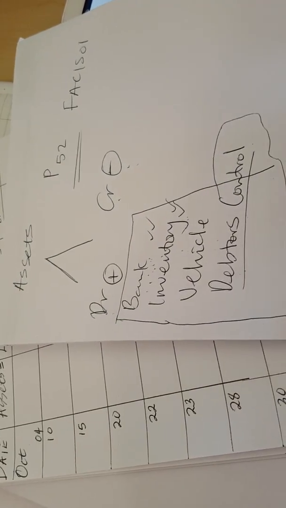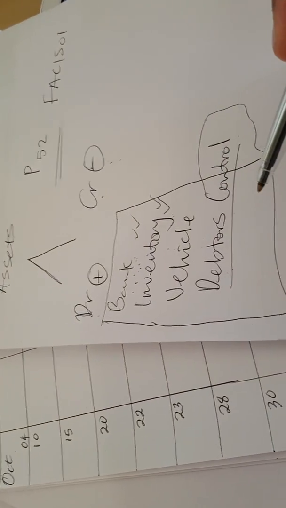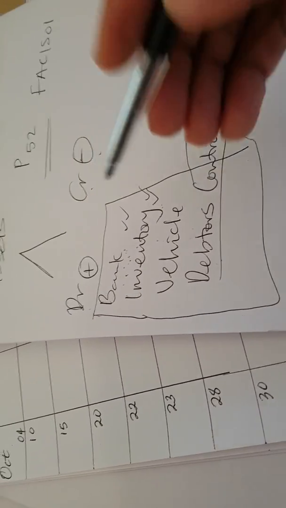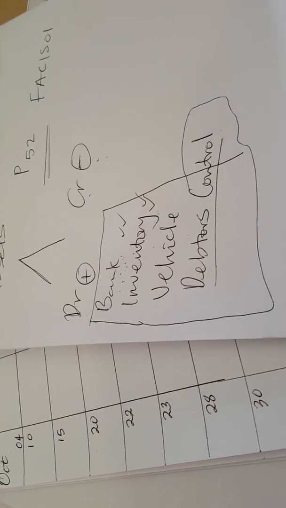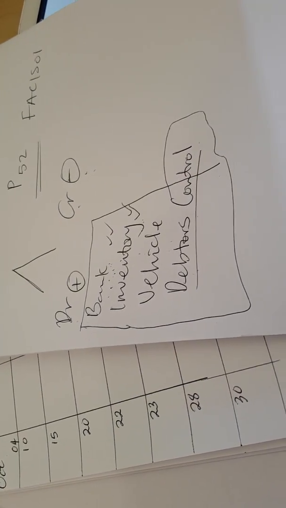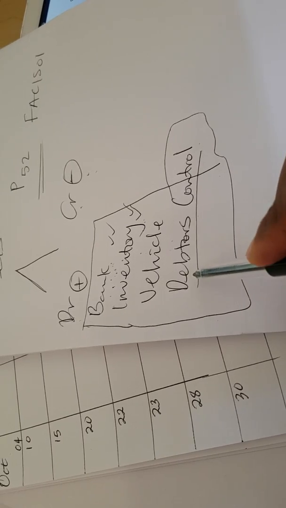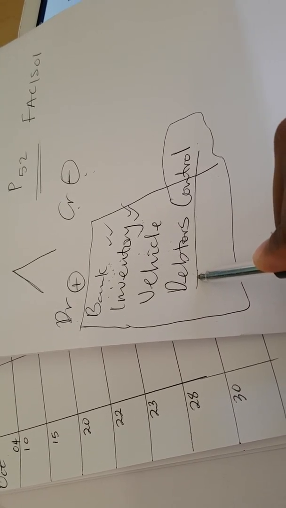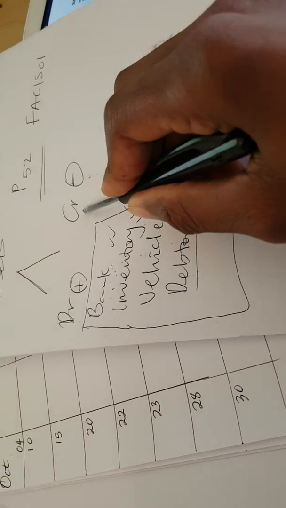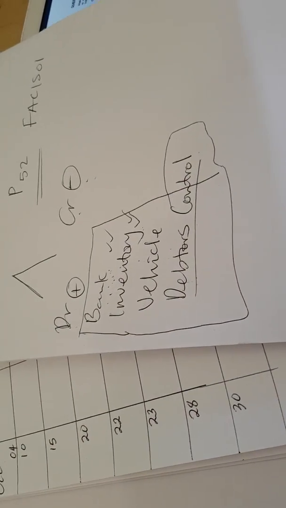But there is a situation when those people who previously bought on credit from you decide to pay off whatever they've been owing you. So what's going to happen when they pay off? It means they owe you less. So the debtors control will be decreasing, and you will have to credit the debtors control.